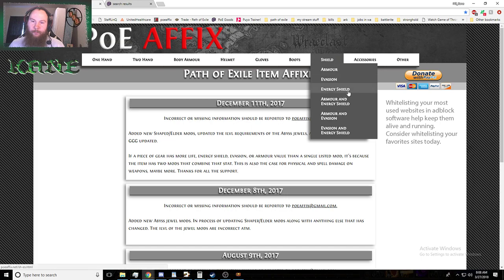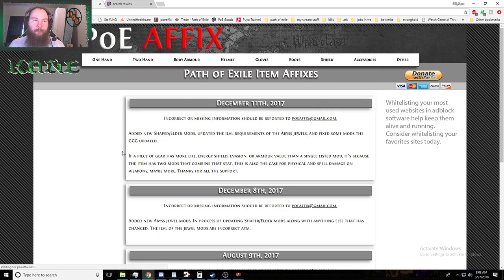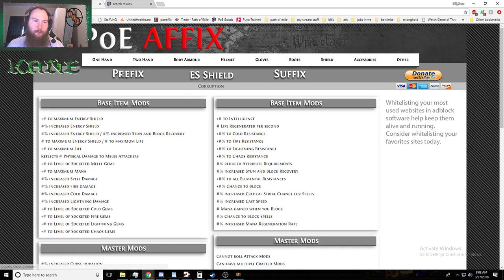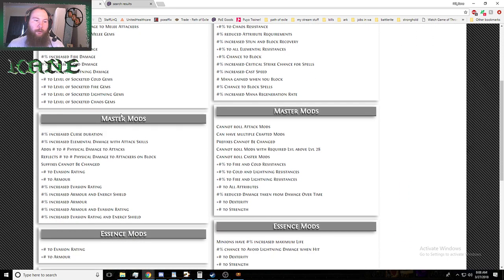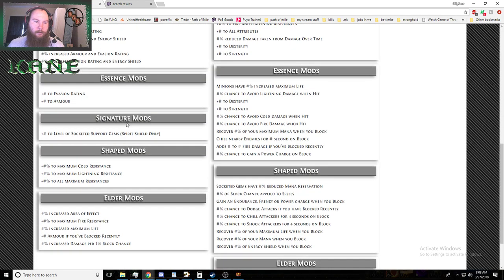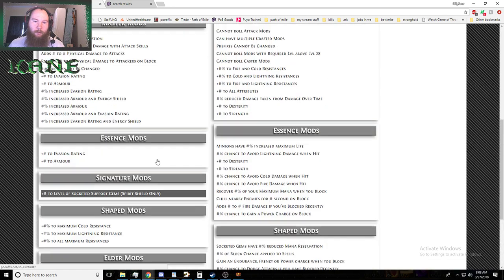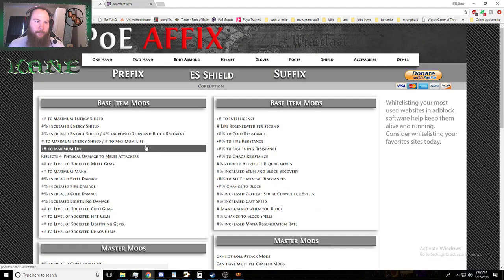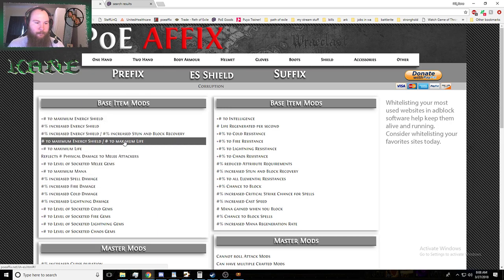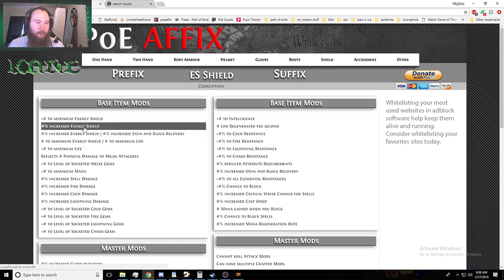So if I were to go to an energy shield, this is going to tell me what is a prefix, this side. So prefix, energy shield, suffix. What you can do, prefix master mods, suffix master mods, essence mods, shaper, elder, etc. Now, it might not have everything on here, but it's relatively accurate. And if you look on here, you can see that energy shield is here, percent increased energy shield. So when I bought my shield, it had an open prefix. So I was able to add that on there, which is why I got it so cheap.